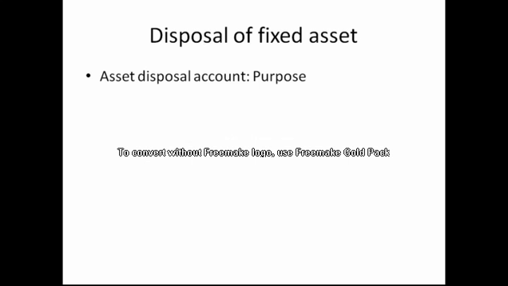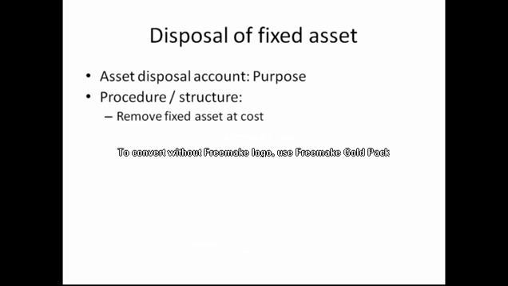Now, when we deal with asset disposal, we create an account that we call the asset disposal account. The purpose of that account is to record all the transactions that relate to asset disposal in order to determine whether we made a profit or a loss in the whole process. So if we look at the procedure and the structure, the first thing that we need to do is to remove the fixed asset at cost.